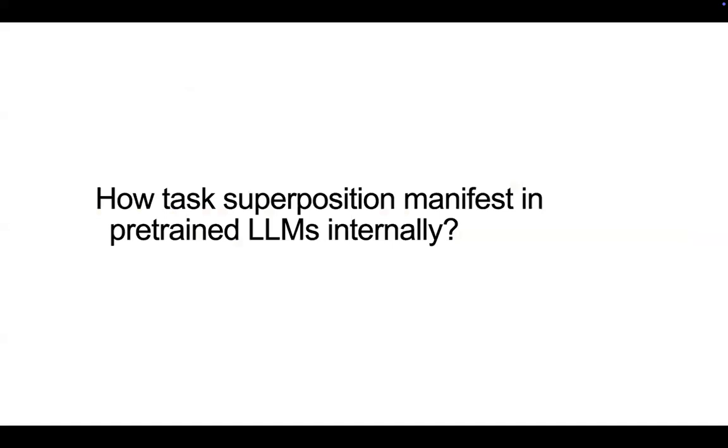Cool. So in the previous part, we've seen that it can perform task superposition from a model that we trained from scratch. And now we switch back to the pre-trained models, and we would like to see mechanistically how task superposition manifests in the pre-trained LLMs internally. So what mechanism causes the LLMs to perform this task superposition?